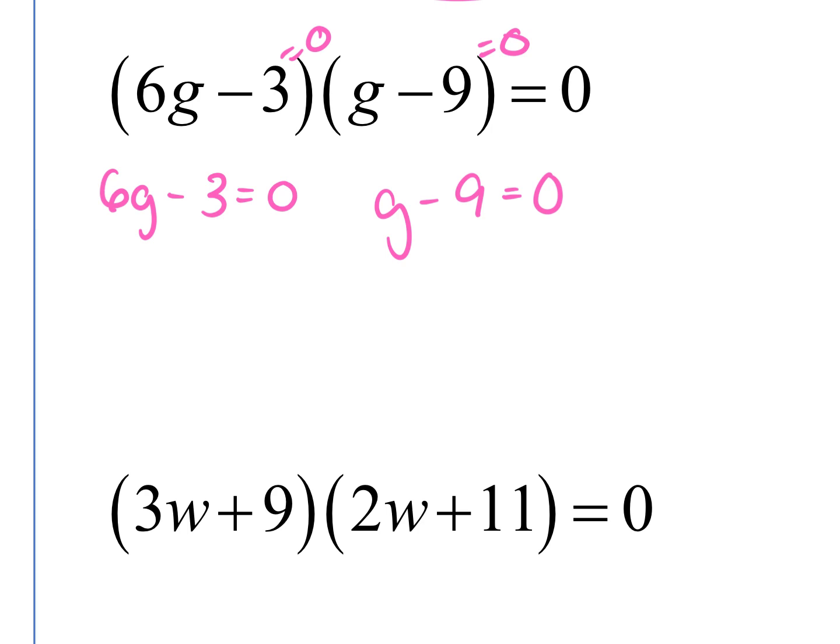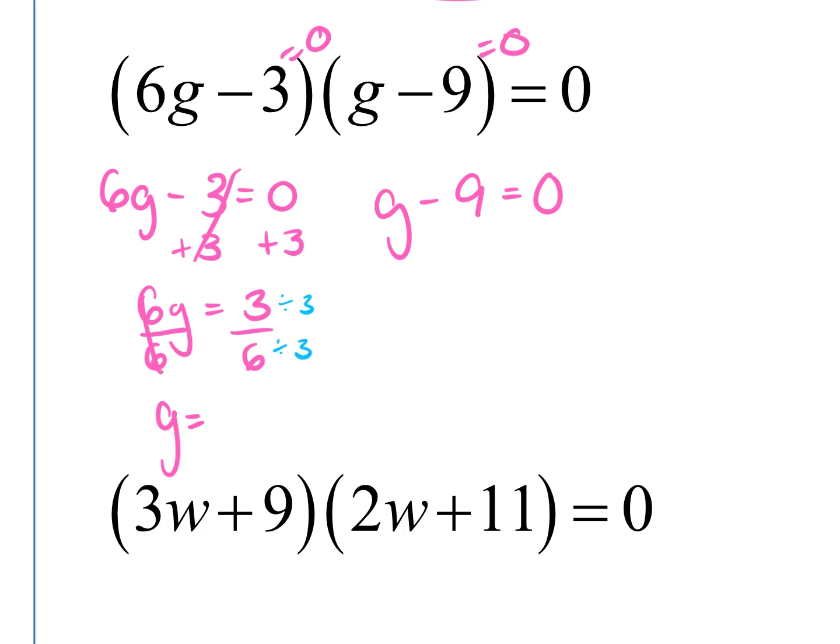Amanda, what would we do first to solve the first equation? Add 3 to move it to the other side. Perfect. 6g is equal to 3. Then what would we do? Divide by 6. So g is equal to, how can we simplify 3 over 6? Awesome. We're going to divide them both by 3. So we get 1 over 2. Perfect.